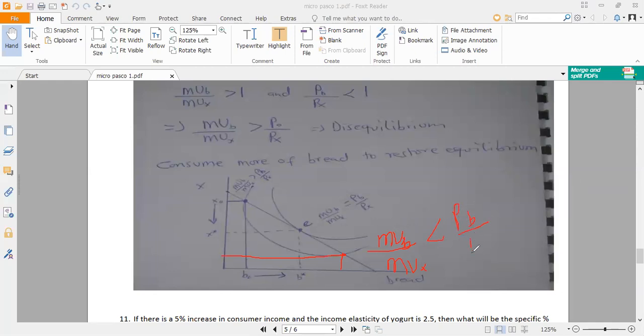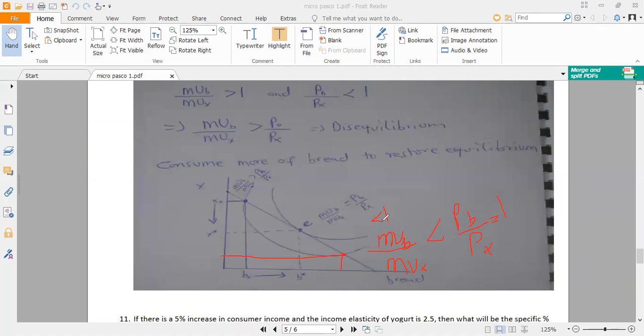Just assuming that PB over PX is 1. Okay, just assuming that this is equal to 1. Now, because you are consuming too much of bread, the marginal utility here will be less than the marginal utility of good X, which means that this part will be less than 1.